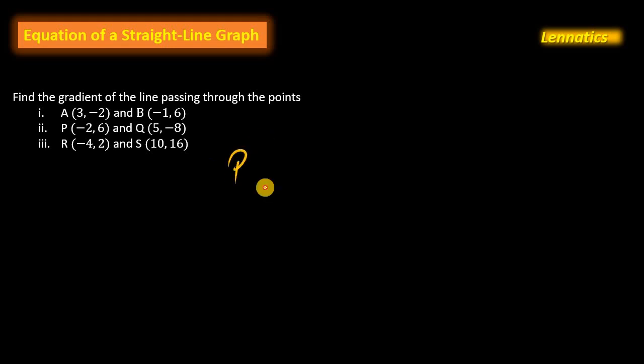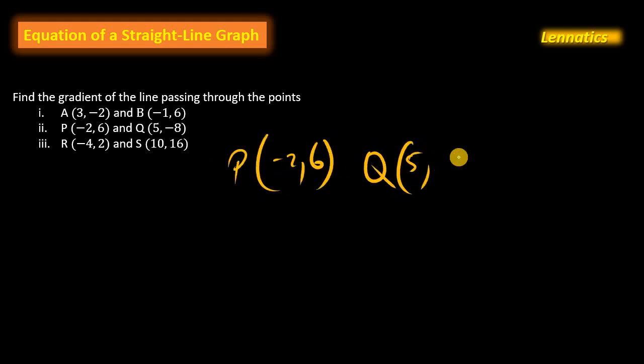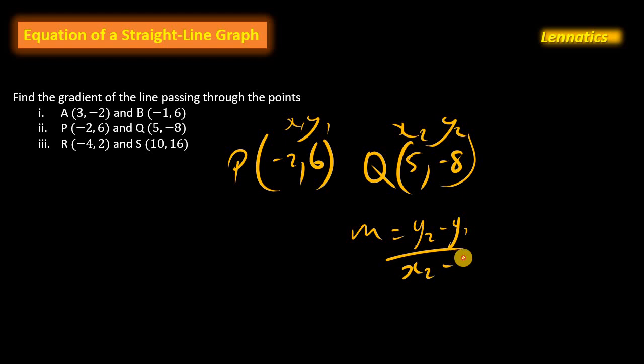All right, so let's look at P being negative 2, 6. Q being 5, negative 8. So xy, xy. These are our 1s, these are our 2s. Our gradient is y2 minus y1 over x2 minus x1. And so in terms of the second y coordinate, that's negative 8. The first y coordinate, that's 6. The second x coordinate is 5. And the first x coordinate is negative 2.